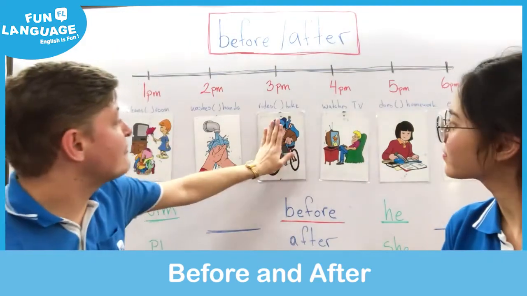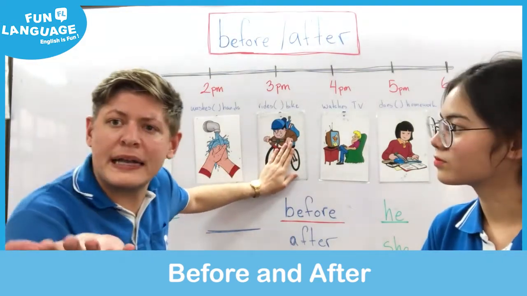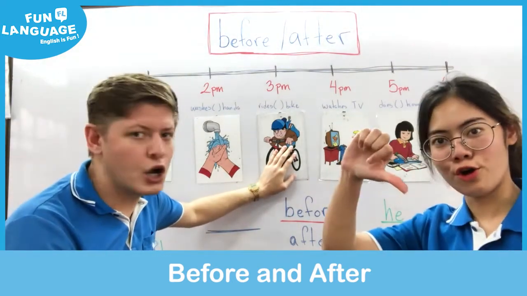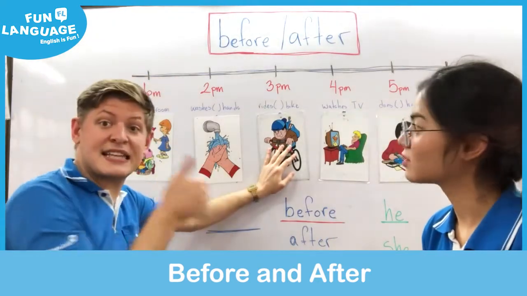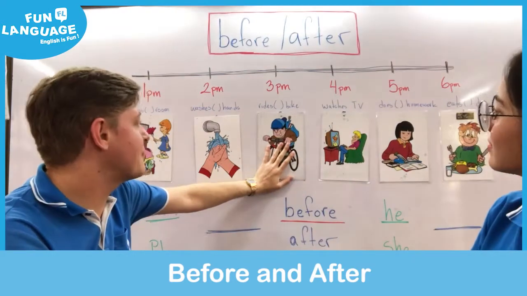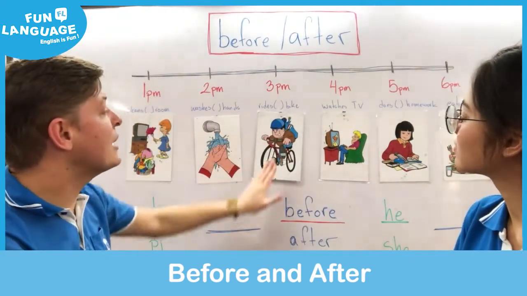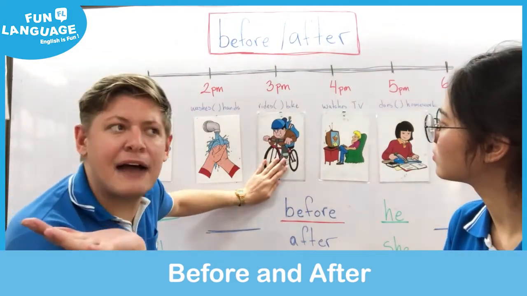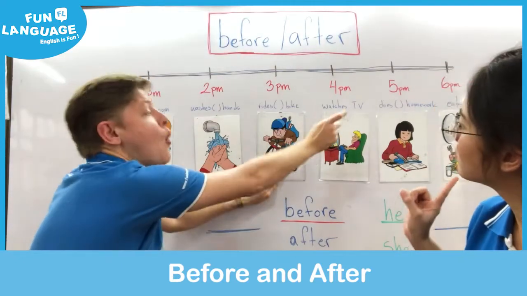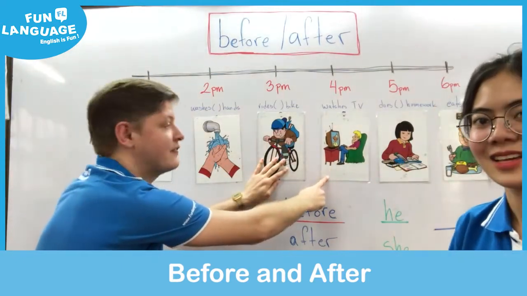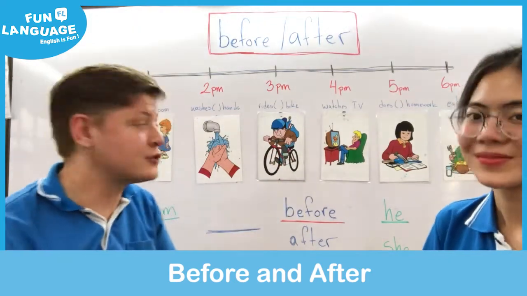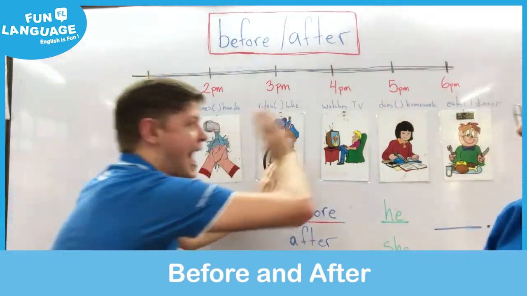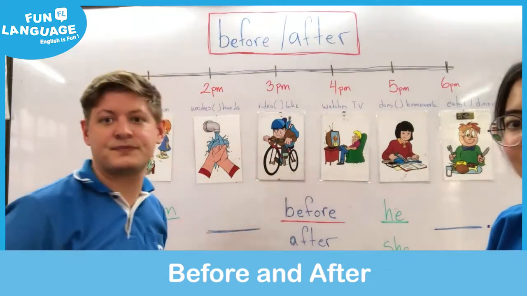Okay, so if we have rides his bike, what is before? Is it washes TV? Yes or no? No. Is it washes his hands? Yes or no? Yes. Okay, so now if we have after. After rides his bike. What is after? Watches TV. That's very right. Good. Okay. So before, and after. Okay?